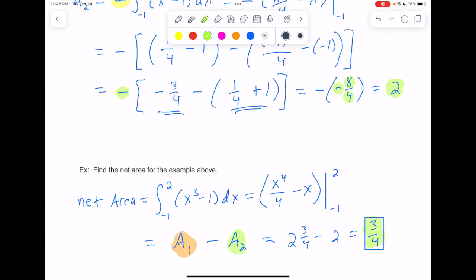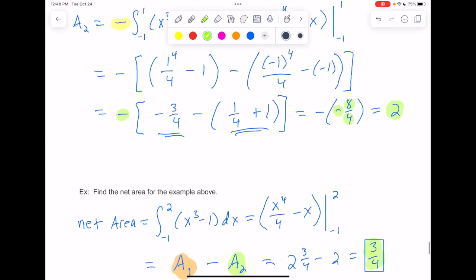So you can check the definite integral from -1 to 2 if you want. You'll see that you get the same thing because definite integrals will automatically subtract the negative portions from the positive. So net area is automatic with the definite integral. You can just go from left boundary to right boundary.